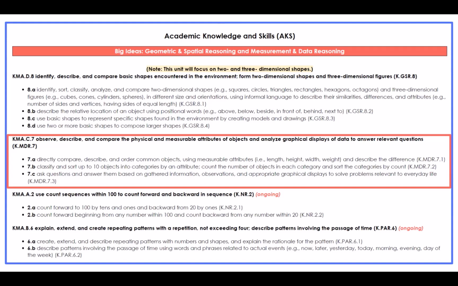The goal of IOA 7C is to use math to make sense of the world around our students by asking questions that they care about, and then collecting, gathering, and interpreting data to answer those questions. Students display their data using objects and pictures, and students should be able to use friendly language to explain their data and answer the overall question.